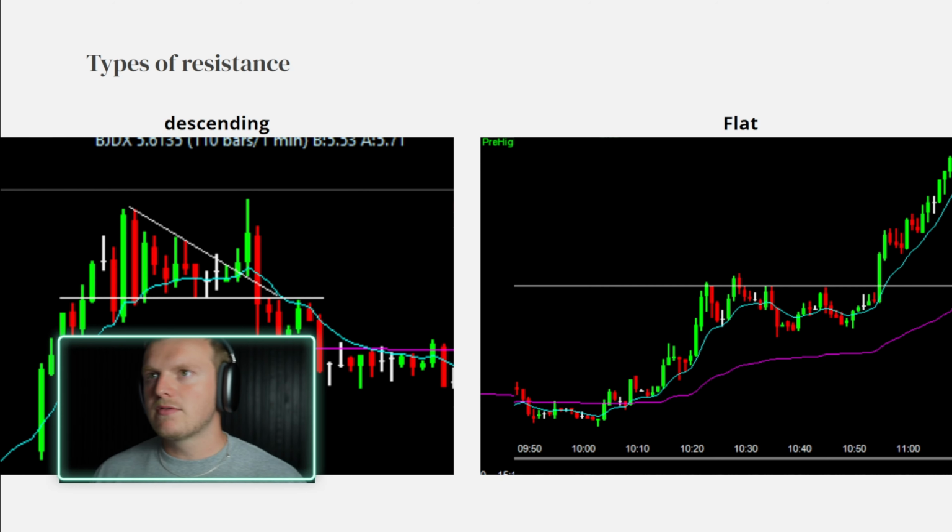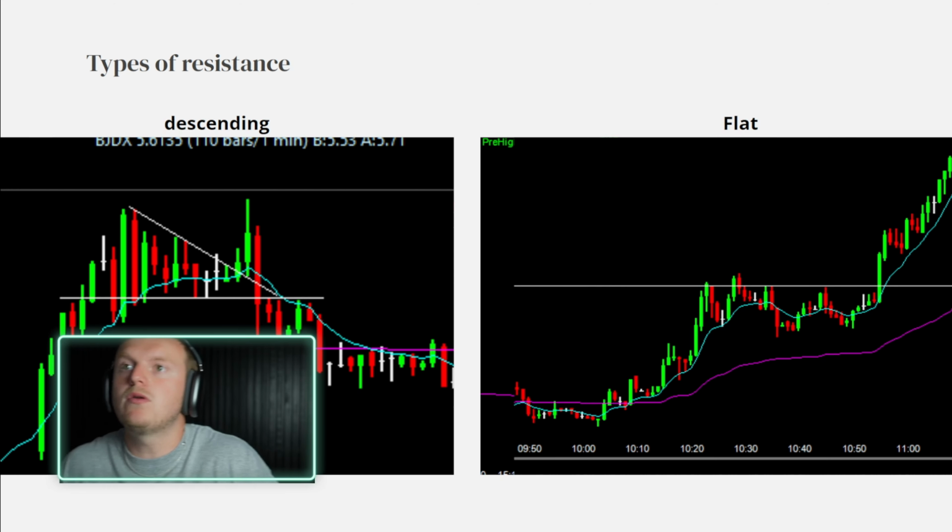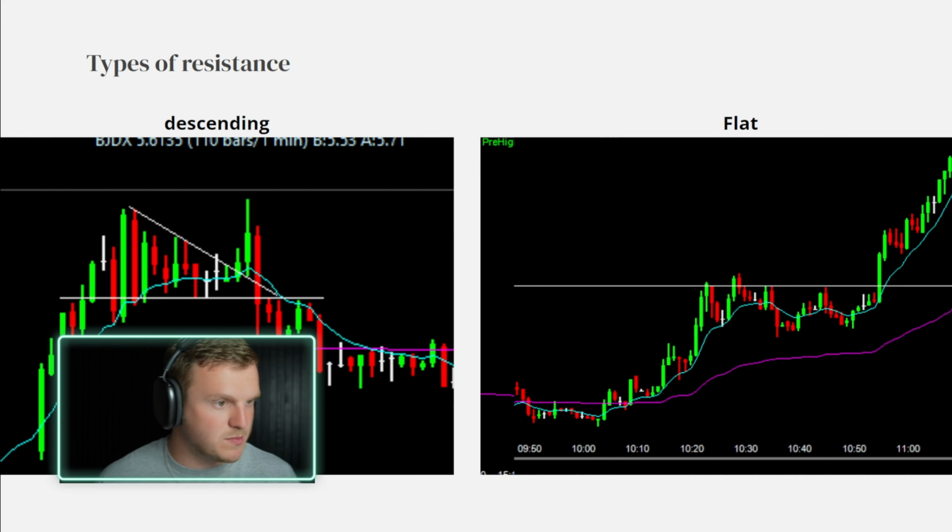Now, descending resistance lines, like I said, there can be discrepancies because when you draw it, you might draw it differently than when I draw it, and then there's so many slight discrepancies. We don't know the exact price of when a stock is breaking out.